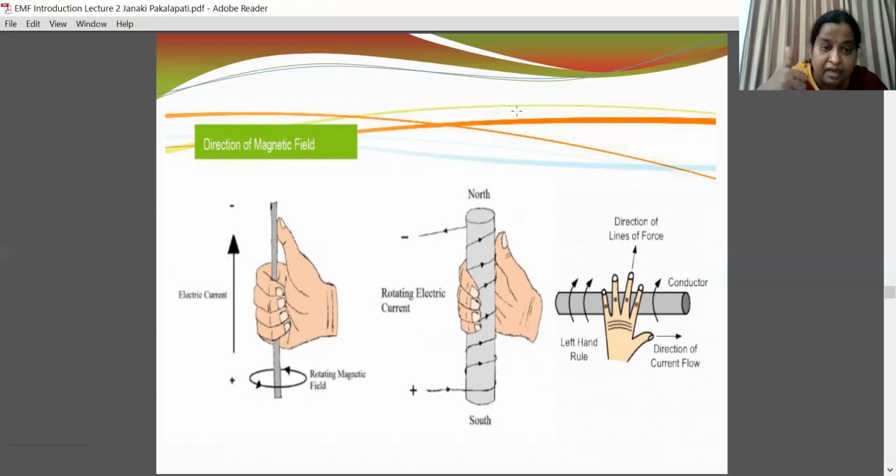If you consider a conductor carrying an electric current like this, the thumb indicates the direction of the current, and the curled fingers indicate the rotating magnetic field. In the same way, if you consider a solenoid and rotate the electric current, the curled fingers indicate the current direction and the thumb indicates the field direction. This is called the modified right hand thumb rule, which is applied for a solenoid. Whereas for a single straight current carrying conductor, the right hand thumb rule is applied, and for a solenoid, the modified right hand thumb rule is applied.